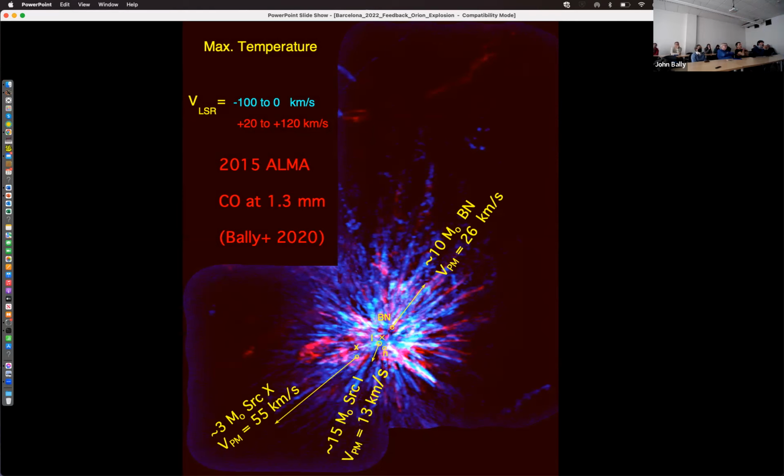Source I, 15 solar masses given this mass, is moving at 13, and it's going to emerge in the next 40,000 years into the Orion Nebula. We'll have one more UV source, and your great-grandchildren may see a new, more spectacular nebula in 40,000 years.